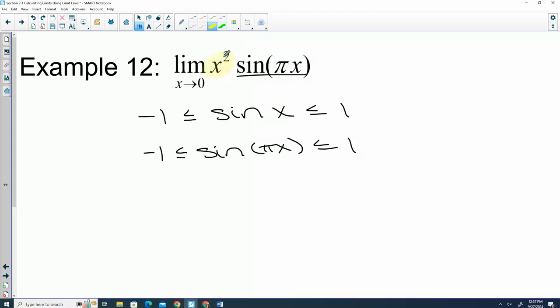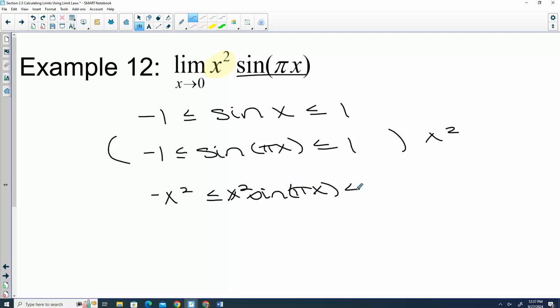An x squared. Now, x squared would be positive, so can I multiply by a positive number? Yeah, so I'm taking all of this times x squared. So negative x squared is less than or equal to x squared sine of pi x, less than or equal to x squared. And then what do I need? We add the limit on every piece, which is what the squeeze theorem tells us, that we can do.